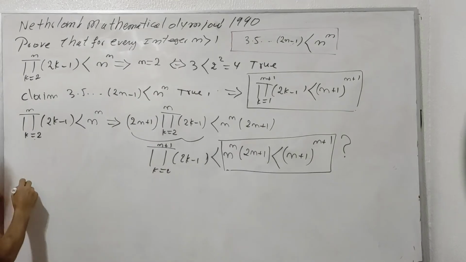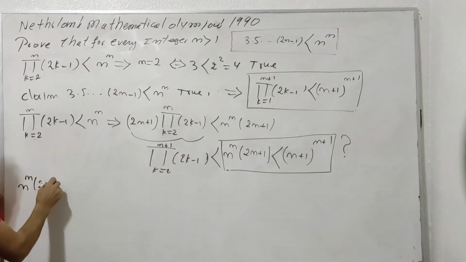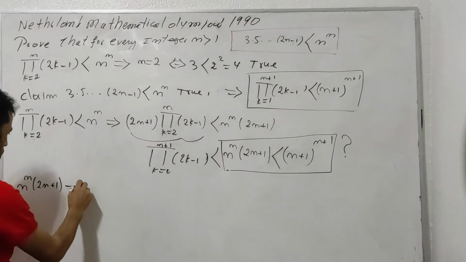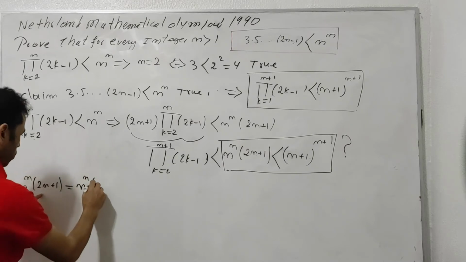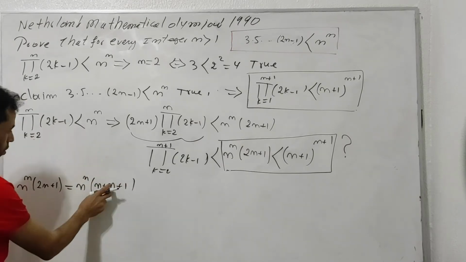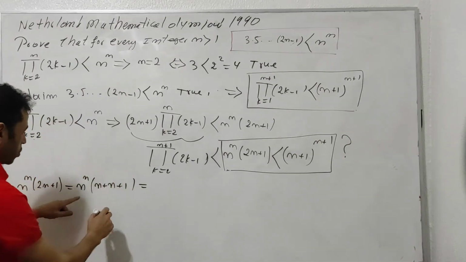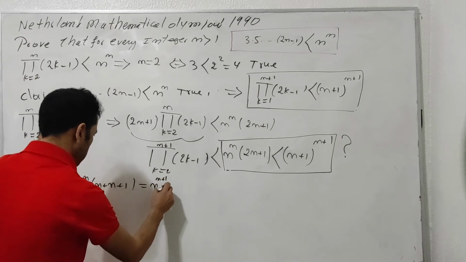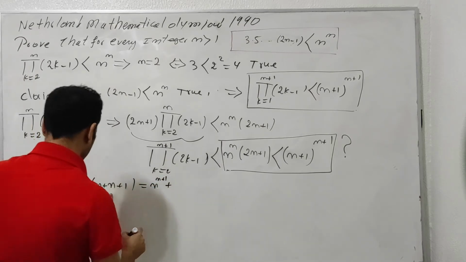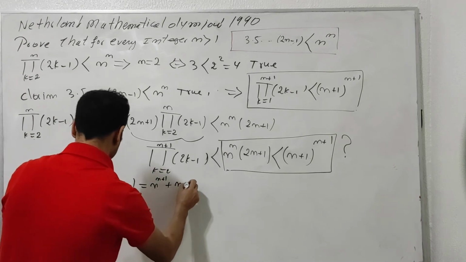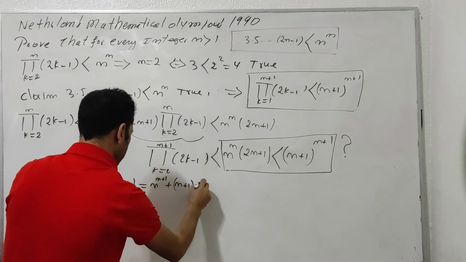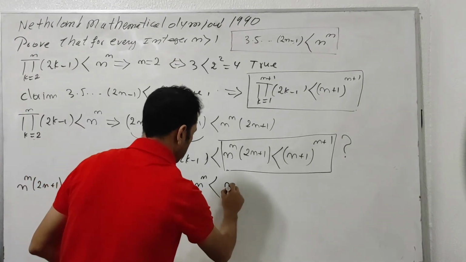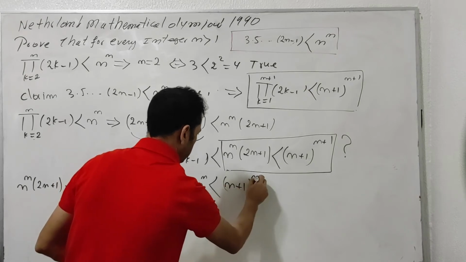As you see here, n to the n times 2n plus 1, I'm going to simplify this one: n to the n times 2n plus 1 equals n plus 1 plus n plus 1. I just distribute this one. The first term multiplied by this one gives us n to the n plus 1, plus the second term, which is n plus 1 multiplied by n to the n. The whole thing is strictly less than n plus 1 to the n plus 1.